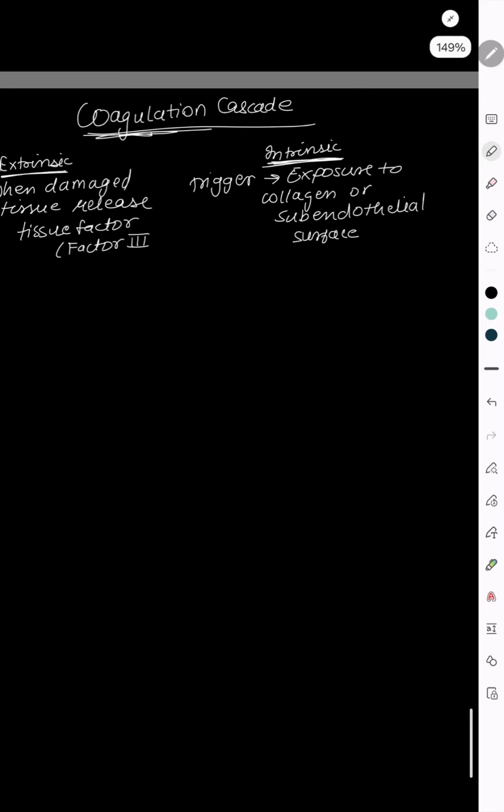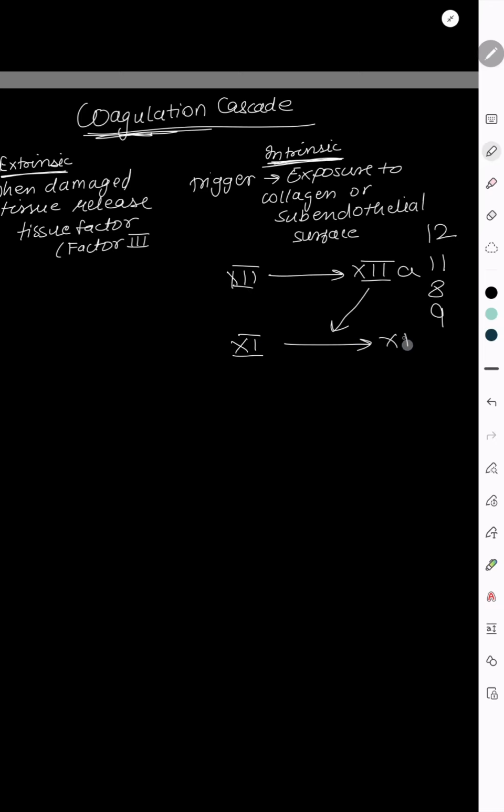So now we'll start the pathway. In the intrinsic pathway, you have to keep in mind the sequence, that is 12, 11, 8, 9. This is the sequence you have to keep in mind in the intrinsic pathway. After exposure to the subendothelial surface, factor 12 will activate into active factor 12. This will activate factor 11 into active factor 11. This will activate factor 9.